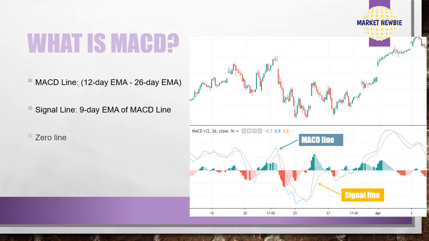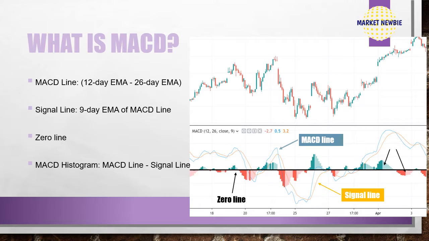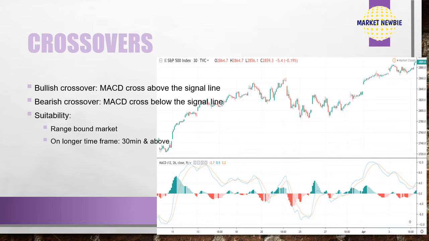There is also a zero line representing zero, as shown in the figure. The green and red bars in the figure are the MACD histogram, which is the result of the MACD line minus the signal line. A green bar indicates a positive value and a red bar represents a negative value. One of the most common strategies about MACD is the crossover strategy.